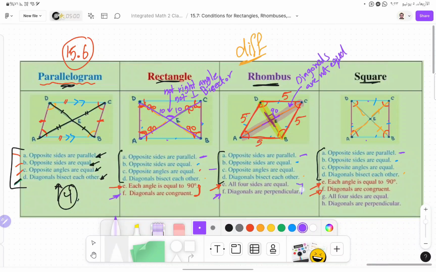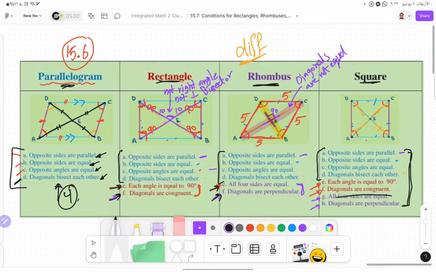Also it has the rhombus things, which is all four sides are equal, and it also has diagonals perpendicular to each other. So how can I differentiate between square, rhombus and rectangle? You can differentiate between them by these 4 points that I represent here, E and F. If E and F happen, so for sure E and F here will be different than this. So if you know the difference between the rhombus and rectangle, you know that if all of these happen, that means this one is a square.